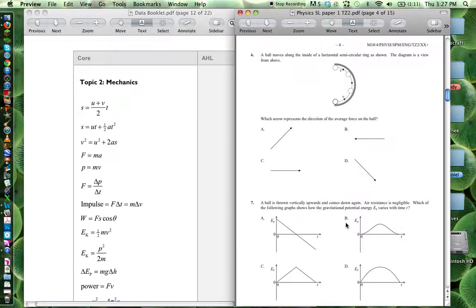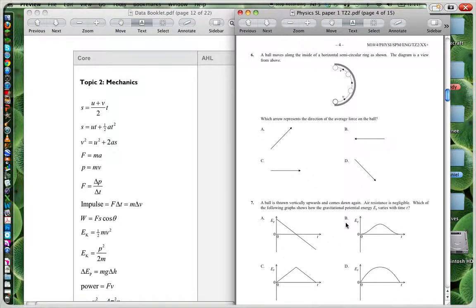Now, in dealing with this question, your gravitational potential energy is this one over here, isn't it? Your EP is equal to mgh. Now, that's not giving me any relationship between EP and time. Now I do have an h here, and in this case your h would be your distance, and I've got an s value there dealing with time. So here I can see that my s has got a squared term. So we would be expecting some sort of parabola.